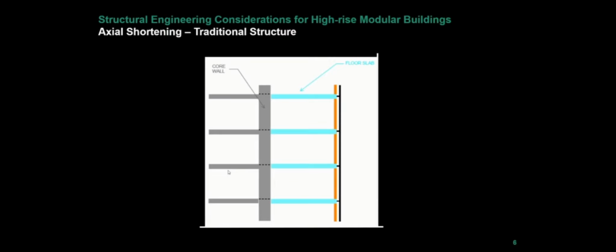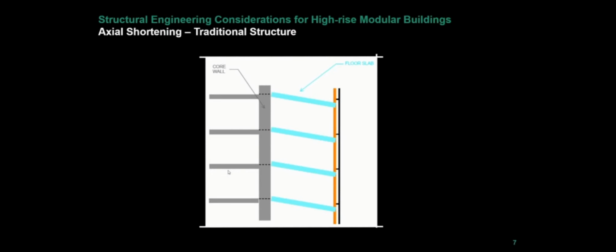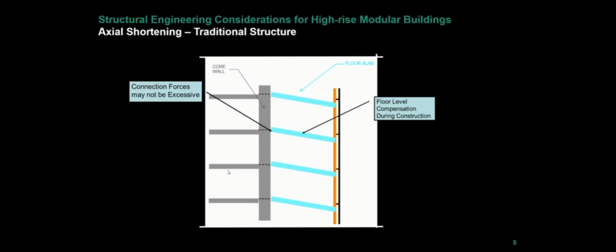So if you go to the next slide, you can just see in a traditional building your external steel columns would shorten as the building is erected. Next. But generally you can overcome those issues with floor level compensation by casting the floors at a slant upwards, so that in the final situation you have a level floor. But because of articulation and the distance between the external columns and the core wall, your connection forces and your casting plates or connections to the core wall are not that excessive in general.